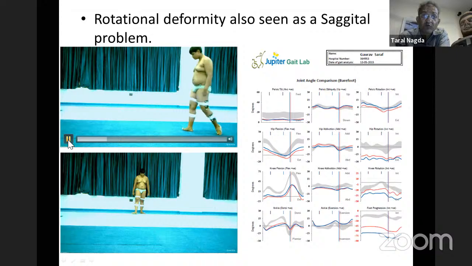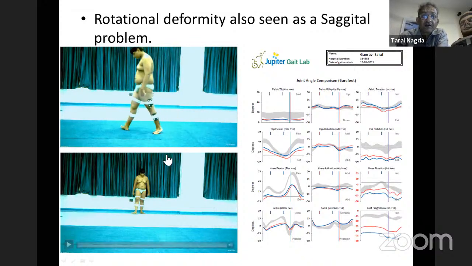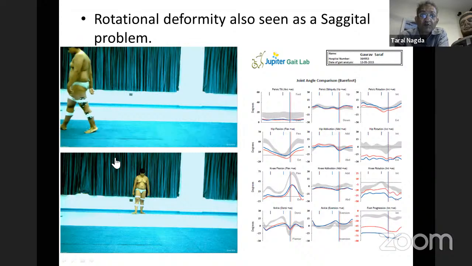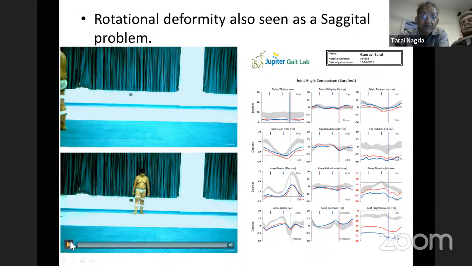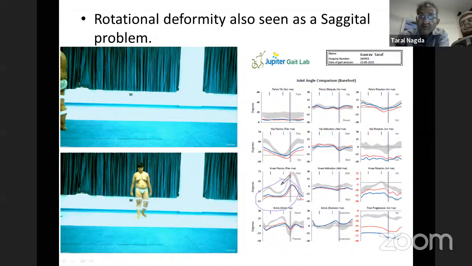So this is again a child who has excessive femoral foot progression angle, which is an external rotation. In the same child, when you look at the knee graphs, the knee seems to be in hyperextension, okay? And the foot is in external rotation. So again, it's very important here that we look at the correlation between the two. Okay, so correlation between the knee graph and the foot graph.